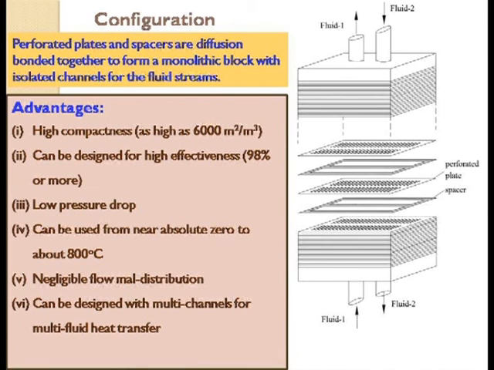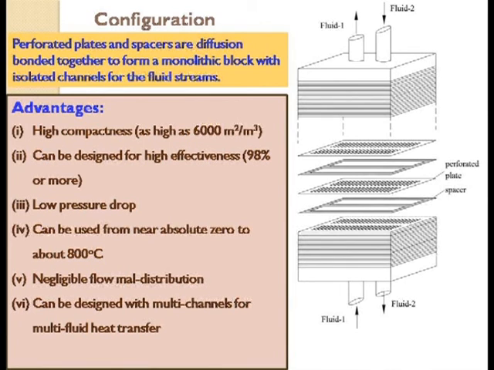Now you see the advantages of this type of heat exchangers. Maybe some of the points have already been covered. It has very high compactness, as high as 6000 meters square per meter cube. It can be designed for high effectiveness, 98% or more, easily one can design. It has low pressure drop because of the large number of holes, and can be used from near absolute zero to about 800 degrees centigrade. This is the major advantage of this type of heat exchanger, because you are making it by diffusion bonding, and you have a metal to metal bonding by diffusion of one metal to the other.